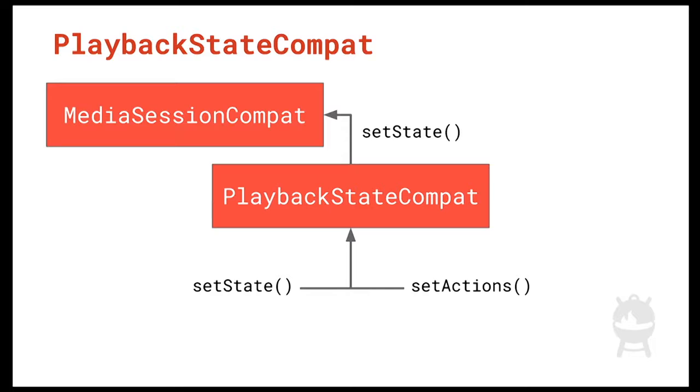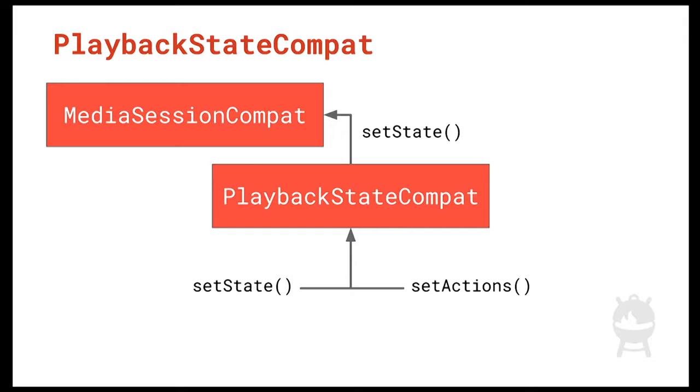Now, setState is kind of the playing, paused state. It's actually what looks like an enum, but is in fact not an enum. It's just ints. And we'll also want to include our position, so how far along we are in the track, if that's applicable to you. And then we also have setActions. So set actions are things like, do I support play, pause? Do I support stop? Do I support next track, right? Not every player supports going to the previous track.